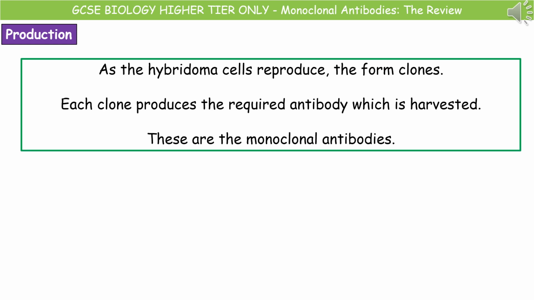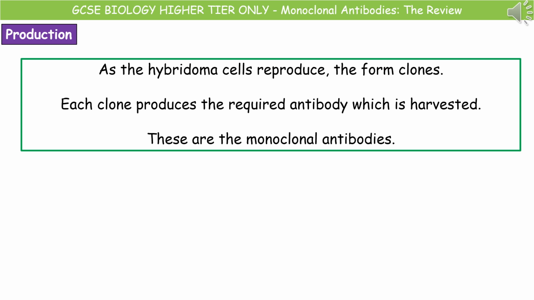So as those hybridoma cells are reproducing, they're forming identical clones. That means that each clone of our hybridoma is going to produce the required antibody, and we can then harvest all of that antibody that's being made. And the antibody that we're harvesting is the monoclonal antibody. So it's specific to that antigen that we originally injected into our GM mouse.